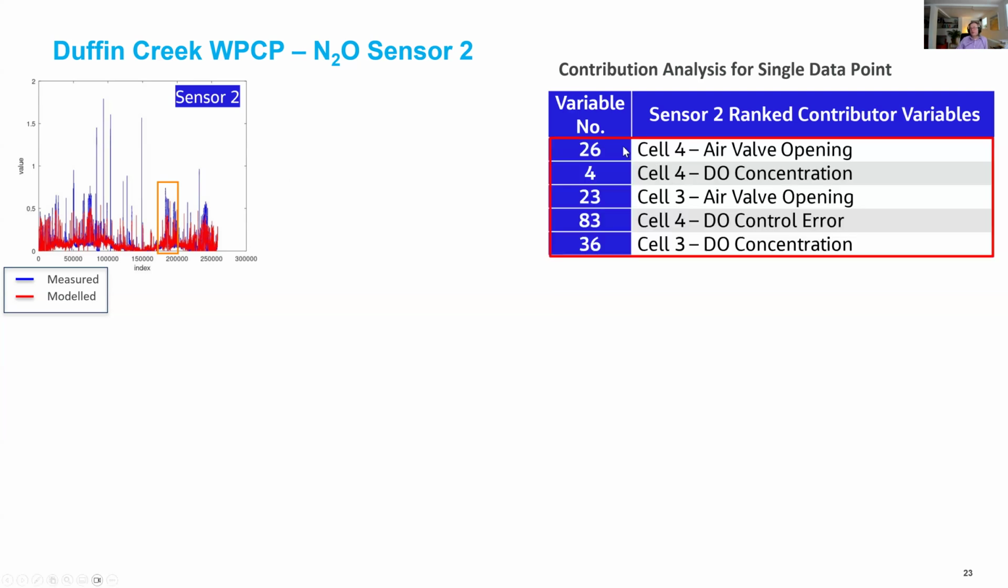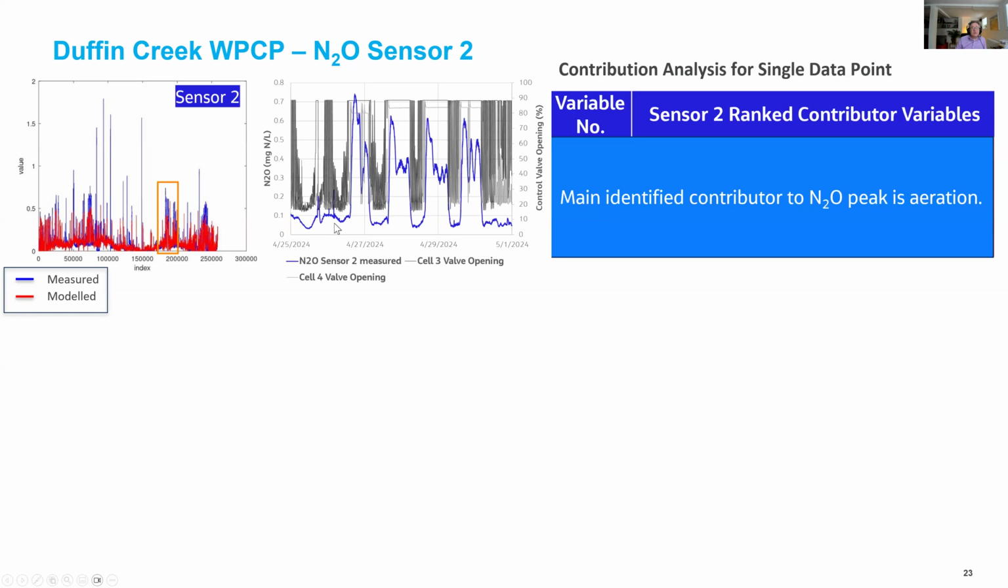So let's briefly go back. What I'm looking into first is the air valve opening in cell 4 and the air valve opening in cell 3. You see in dark blue the N2O measured, and as soon as the valve positions hit the maximum bound, there's a spike in N2O, right? That is very clear, and it goes up quite immediately and goes back to low levels quite immediately when aeration works again.